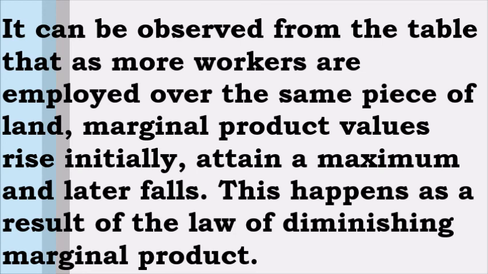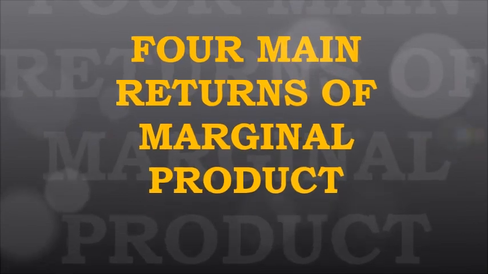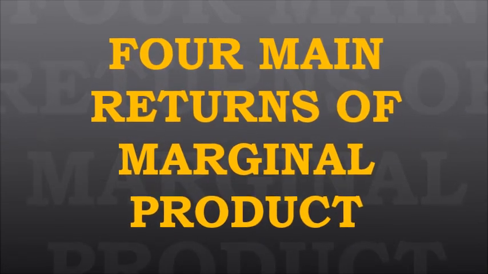Therefore, in the short run, we refer to marginal product as returns to an input or factor, which input is labor. There's also marginal product attributable to the fixed factor, land, but this is not shown on this table. What we have here is a marginal product attributable to labor, as you can see, MP of labor. Now let's analyze the four main returns of the marginal product as indicated in the table.